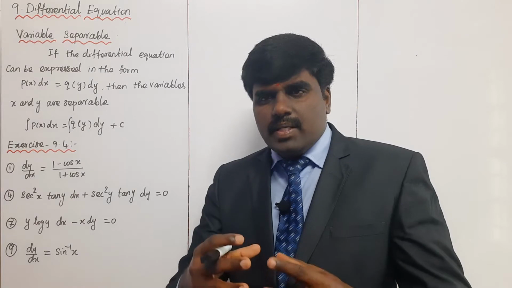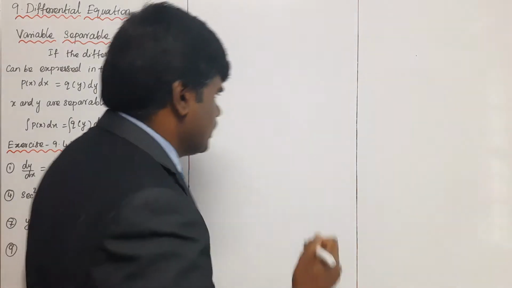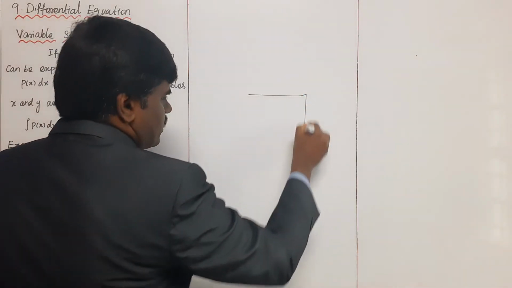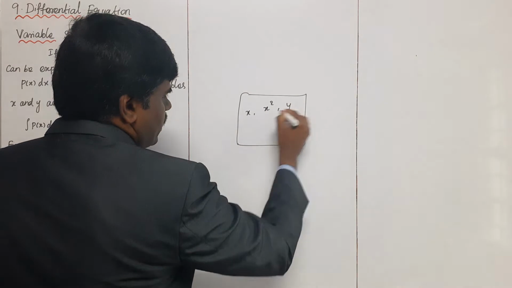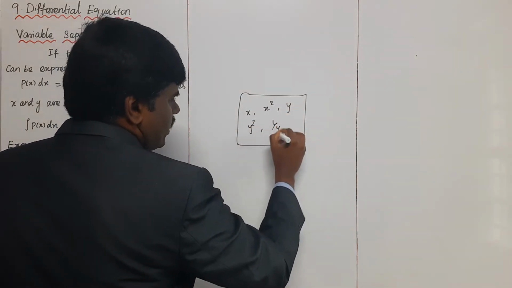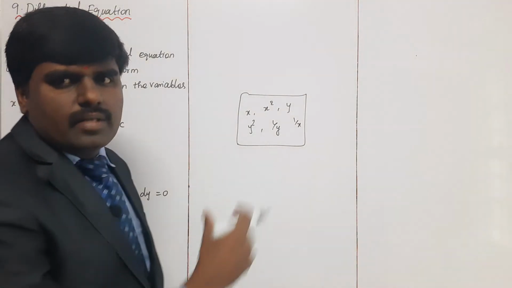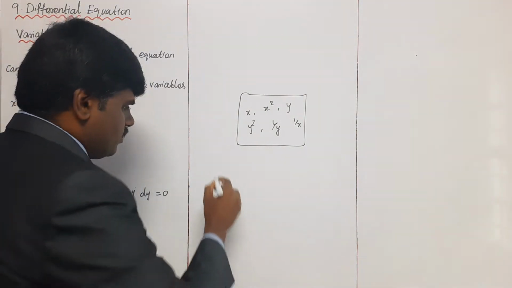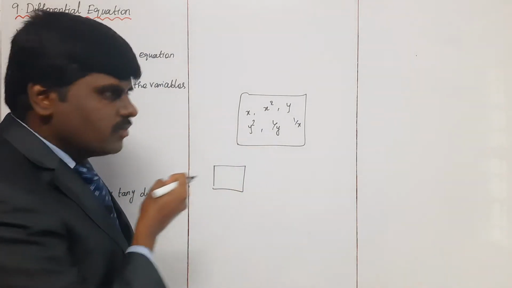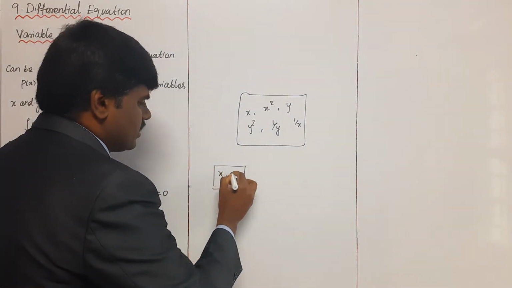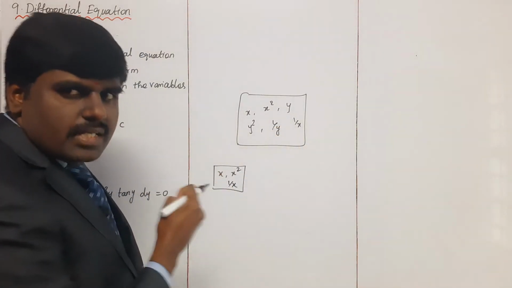What's the meaning of variable separable? Consider one box here with x squared, y squared, 1 by y, 1 by x, multiple terms, x and y terms. I will select one small box, and in that particular box I will select only the x variable. What's the meaning? Here x, x squared, 1 by x. I will segregate only the x variable.